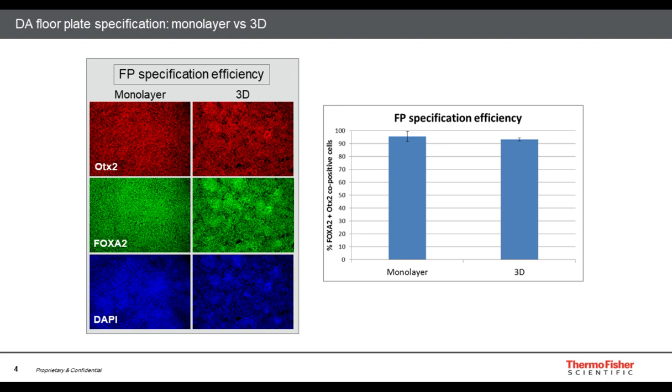So here's the data on the floor plate specification efficiency. We are using two markers, antibodies to the nuclear factors FOXA2 and OTX2, to mark progenitors that have a midbrain floor plate identity.